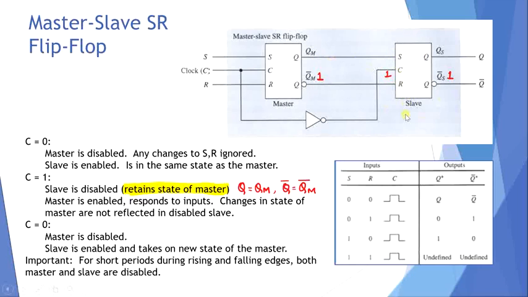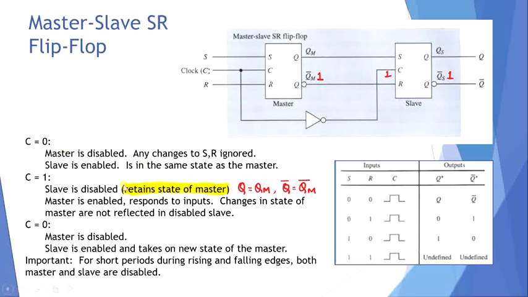Whatever will be the state of QM and QM bar, the same thing will appear across S and R, and because you have a clock 1 here, you will obtain the output Q and Q bar, which will be dependent upon the output of QM and QM bar. So you can see when C is equal to 0, that is, I am talking in terms of the complete master-slave SR flip-flop, the output Q and Q bar will be the same as that of the master.